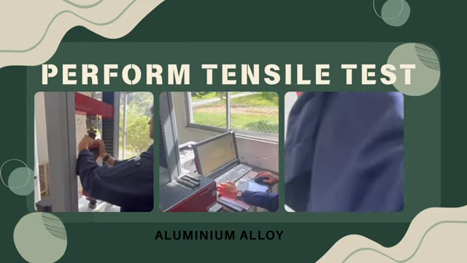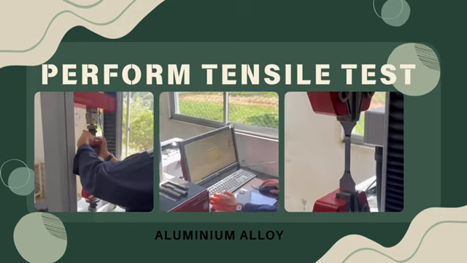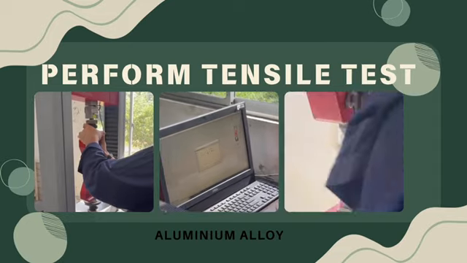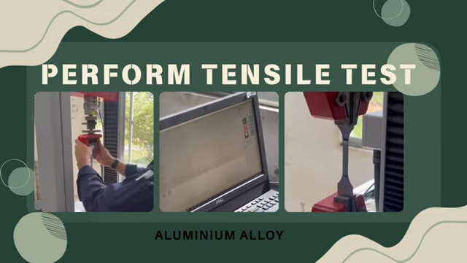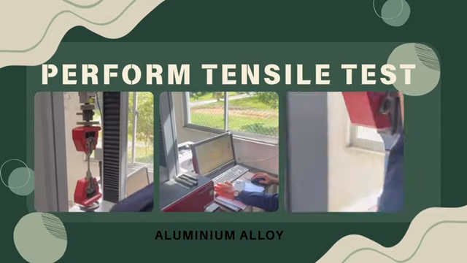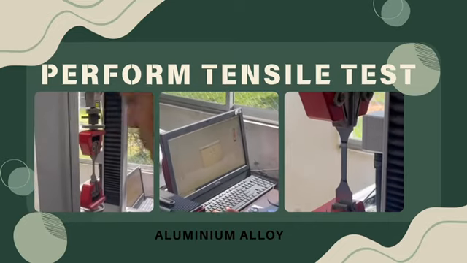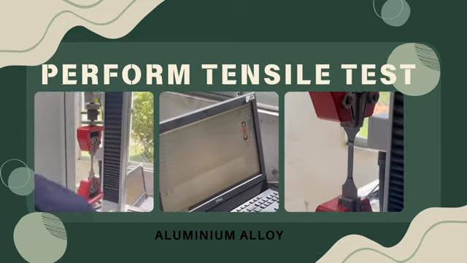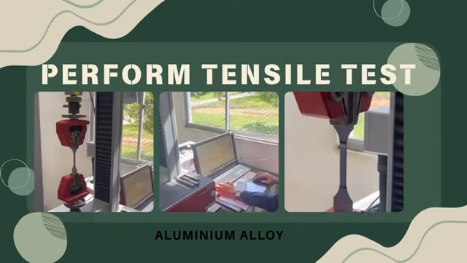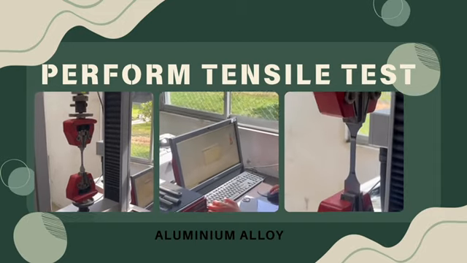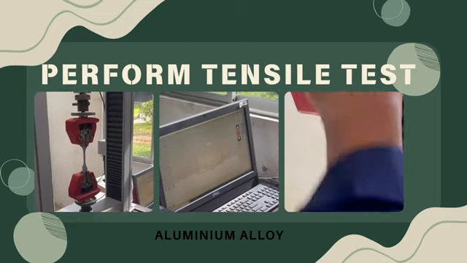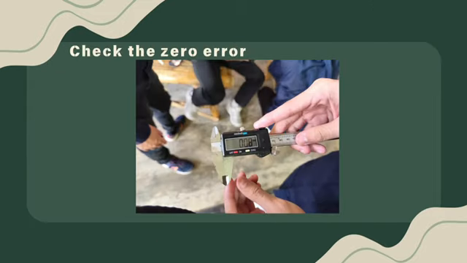We'll first key in the thickness, width, and the initial length of the aluminum alloy. Then we'll start the machine with a speed of 8 mm per minute. We check the zero error again to ensure the accuracy of the final results.